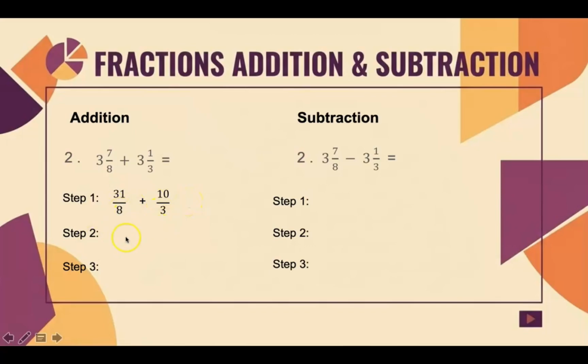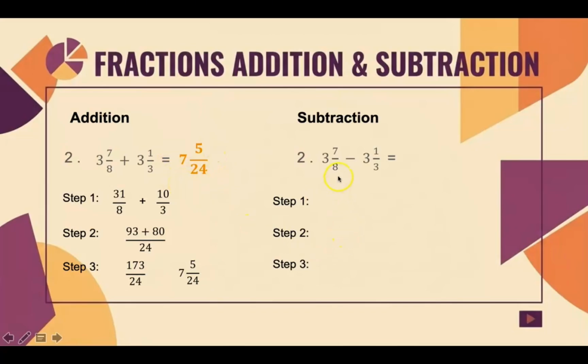Let's move on to step 2. We need to find the common denominator. So if we do 8 times 3, we'll get 24, and then we do the first numerator times the second denominator, which will get us 93, and the second numerator times the first denominator, giving us 93 plus 80 over 24. Now let's move on to step 3. So if we do 93 plus 80, we will get 173 over 24, and we can simplify this to 7 and 5/24. Let's do the same for the subtraction.